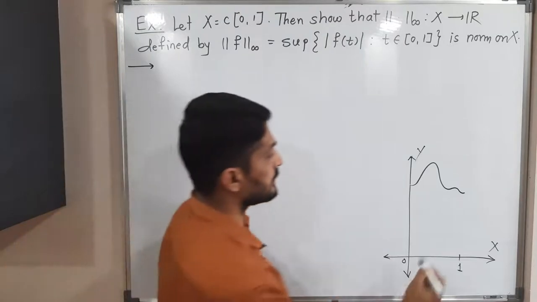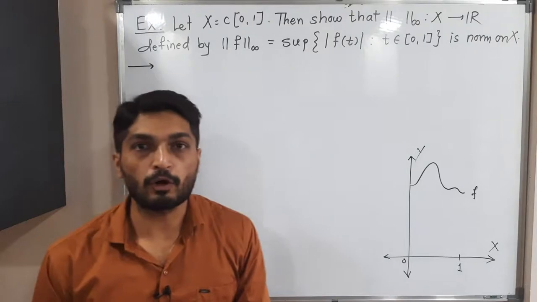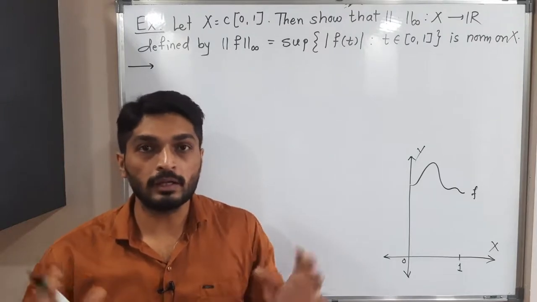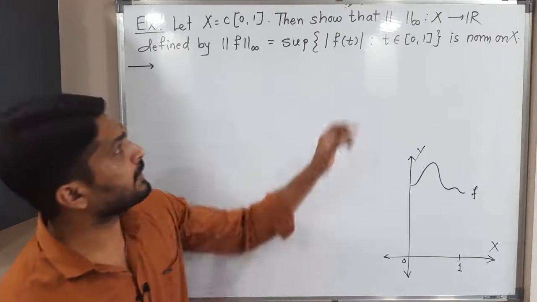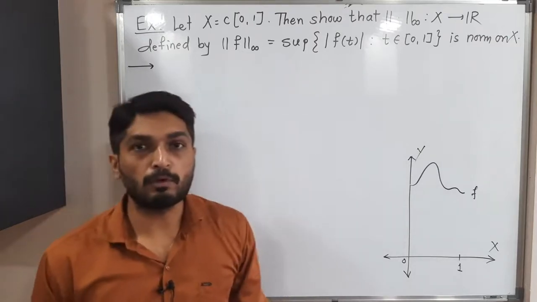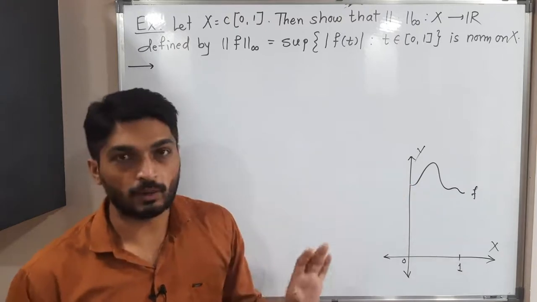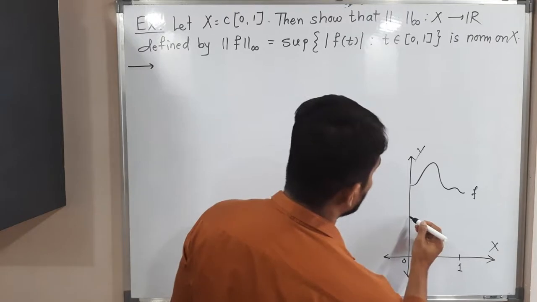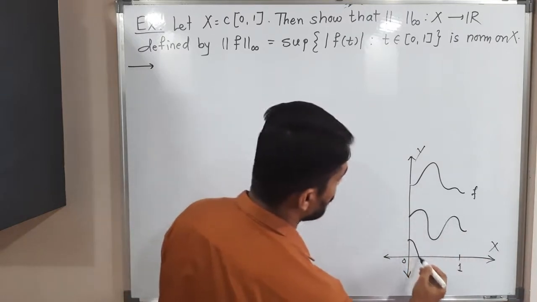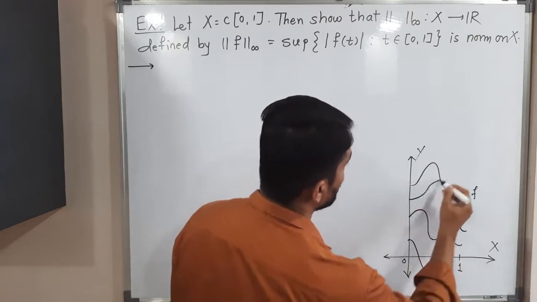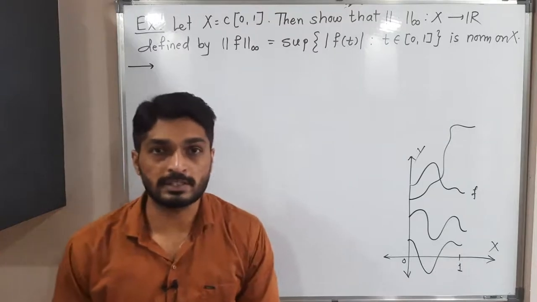So this function f is defined on the closed interval [0,1], so we can declare that it is a member of X. So X is the set of all continuous functions which are defined on the closed interval [0,1]. See, norm infinity is defined in this way: supremum of |f(t)|, t belongs to the closed interval [0,1]. That means whatever function we have, we will have functions like this, continuous functions defined on the closed interval [0,1]. We will have functions like this, such types of functions. All these are continuous functions and defined on the closed interval [0,1].